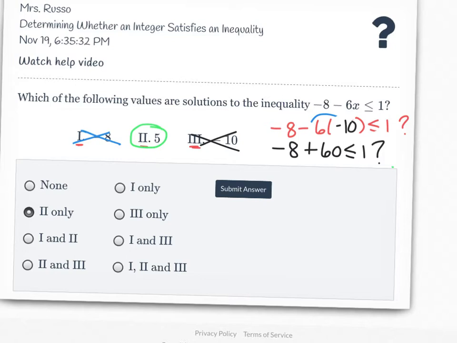Okay, so it could be one of them, it could be none of them, it could be all of them, it could be 2 of them. Just test each one and see if it's true or not true, and that's how we do those problems.